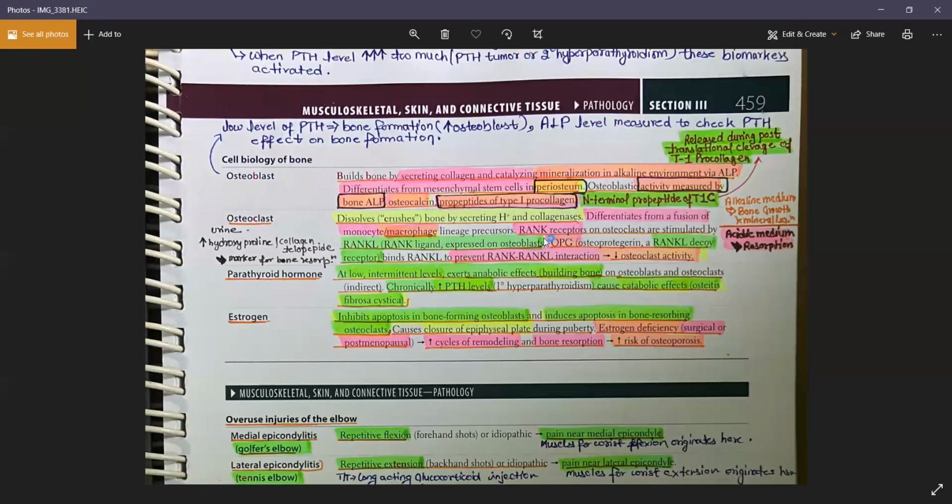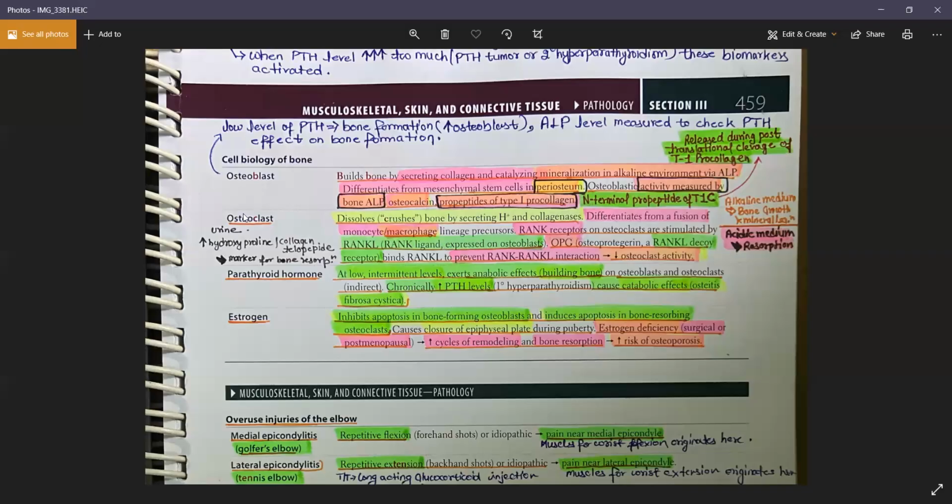Please note on the histology, these osteoclast cells are seen as multinucleated giant cells. They have around 2 to 10 nuclei on the microscopy whenever you look. Very important to know. And that's why the giant cell tumor is actually a tumor of osteoclast cells. Do note this fact also.